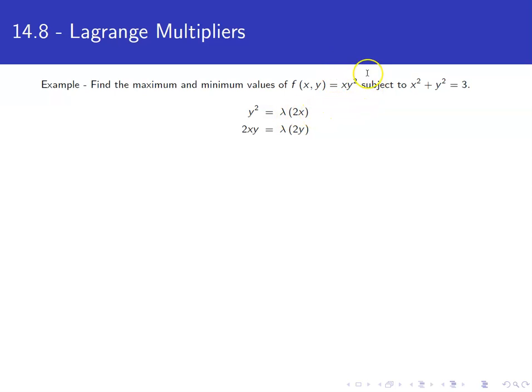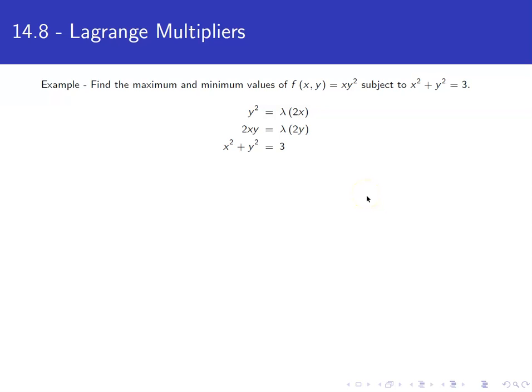Our partial with respect to y for f is 2xy. Our partial with respect to y for g is 2y. So we have 2xy has to equal that same scalar times 2y. Because remember, we're saying the gradient for f has to be a scalar multiple of the gradient for g. Now, right now we have two equations, but with three unknowns, so it'd be helpful to get a third equation to help us solve this system. That third equation, remember, is going to come from the fact that we have to satisfy the constraint equation. So our third equation in our system will just be x squared plus y squared equals 3, because the x, y that we find has to lie on the constraint.